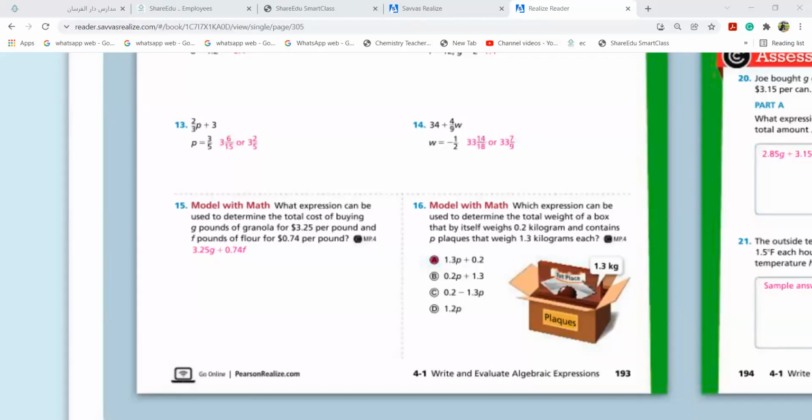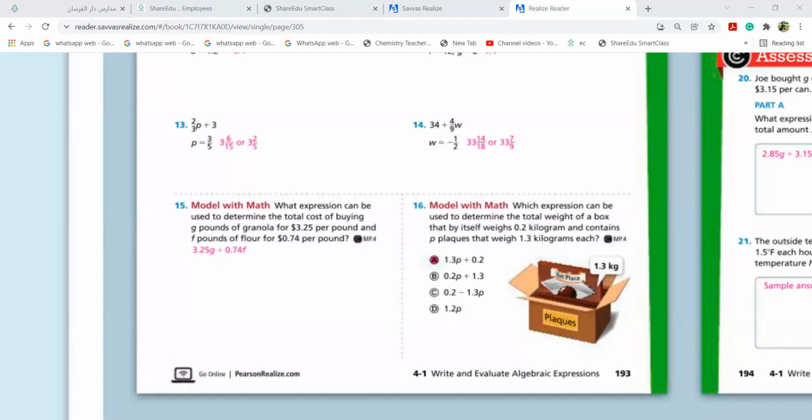Grade 7 girls, let us continue lesson number 4.1. Let me continue lesson 4.1, that is algebraic expressions: write and evaluate algebraic expressions.